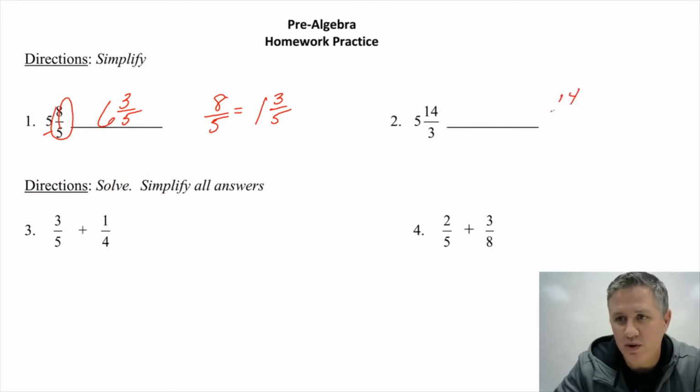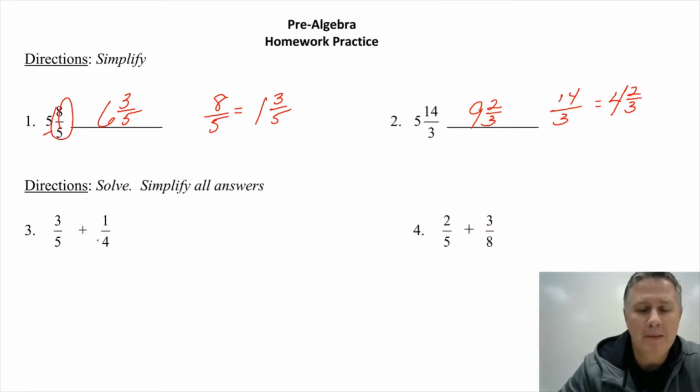Same thing for number 2. I'm going to write 14/3 over here and say I'm going to regroup that. 3 goes into 14 four times with 2/3 left over. I'm going to add that back to the 5 to get 9 and 2/3. Okay? All right, number 3.